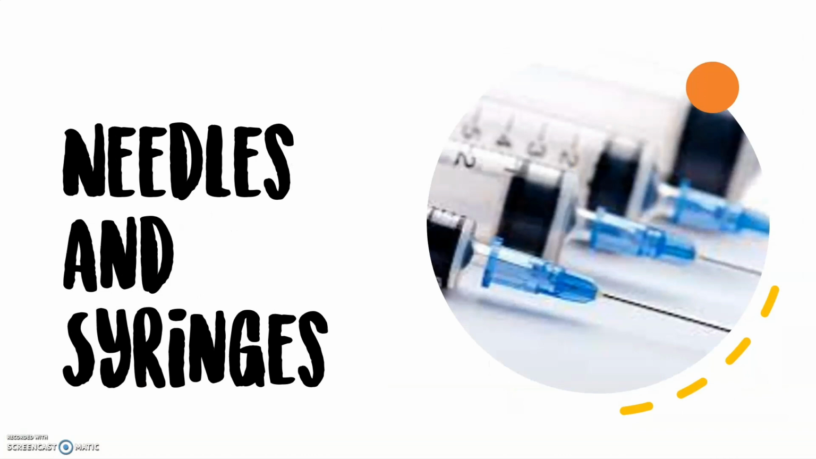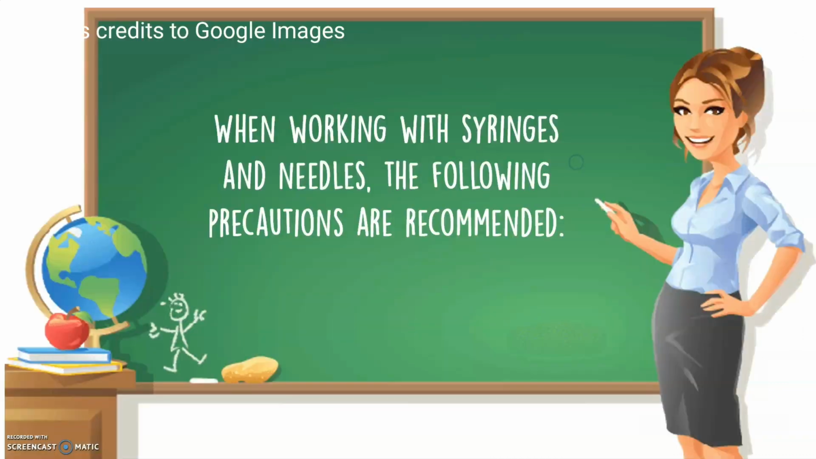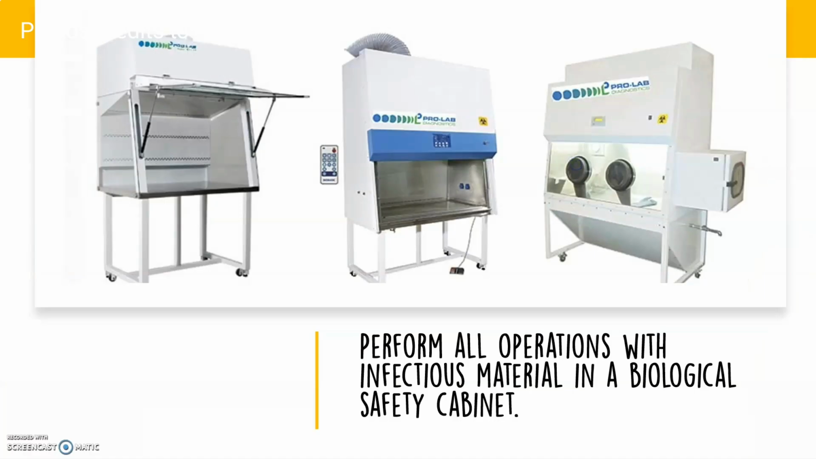And we also have the needles and syringes. Needles and syringes present hazards of spill, auto-inoculation, and aerosol generation and should be used only when absolutely necessary. When working with syringes and needles, the following precautions are recommended. First, perform all operations with infectious material in a biological safety cabinet. So these are the different examples and the different types of biological safety cabinet that we can see in a laboratory setting.